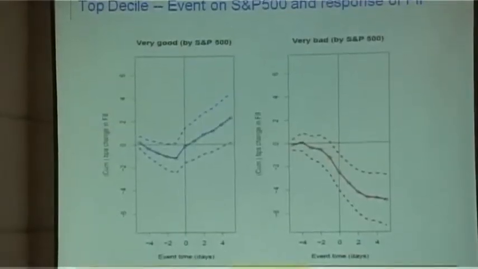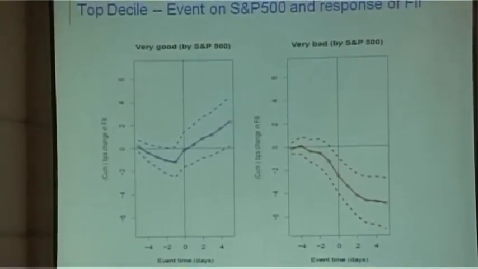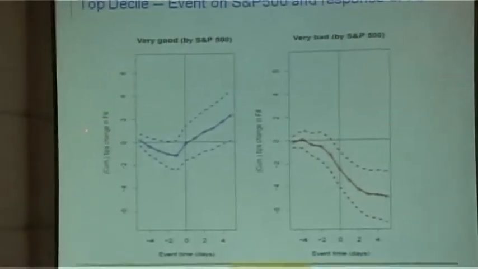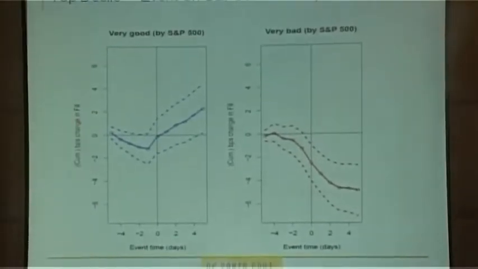2,000 daily observations, and so we are looking at 50 best days on the S&P 500, and we say, okay, what happens to FI flows into India on very good days on the global market?